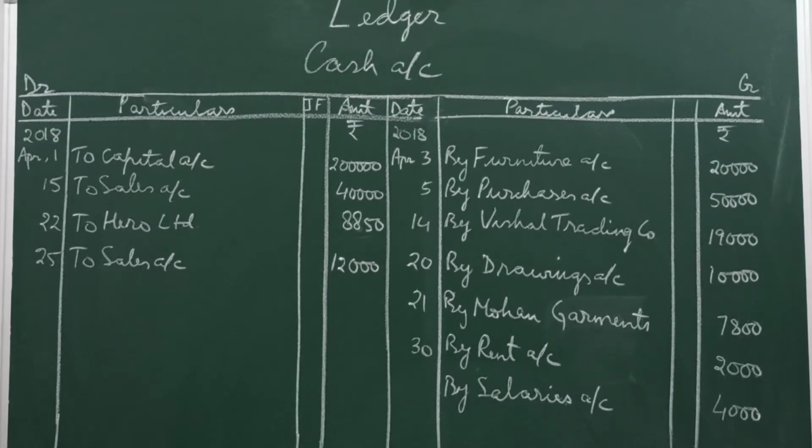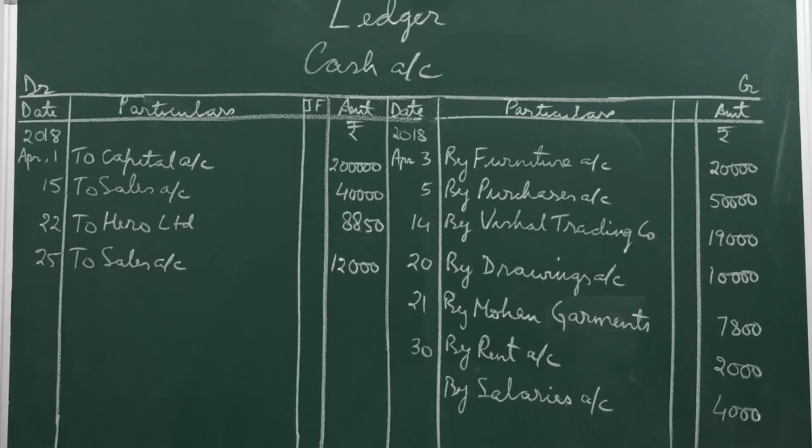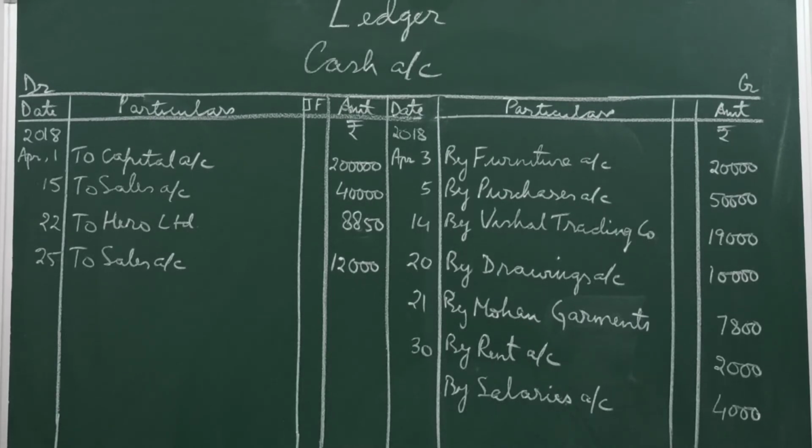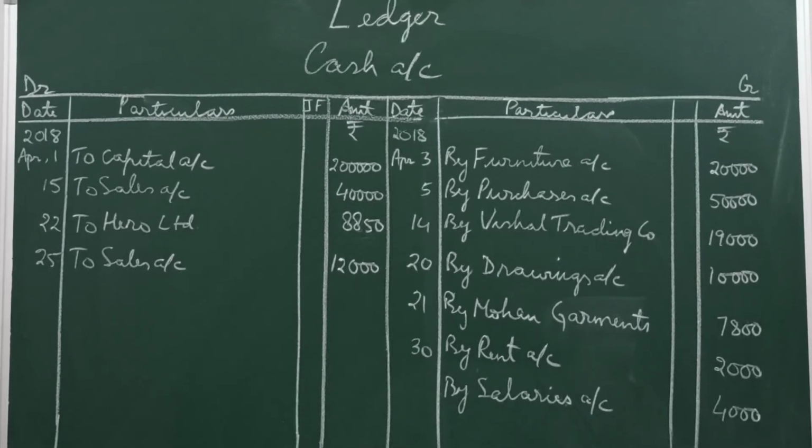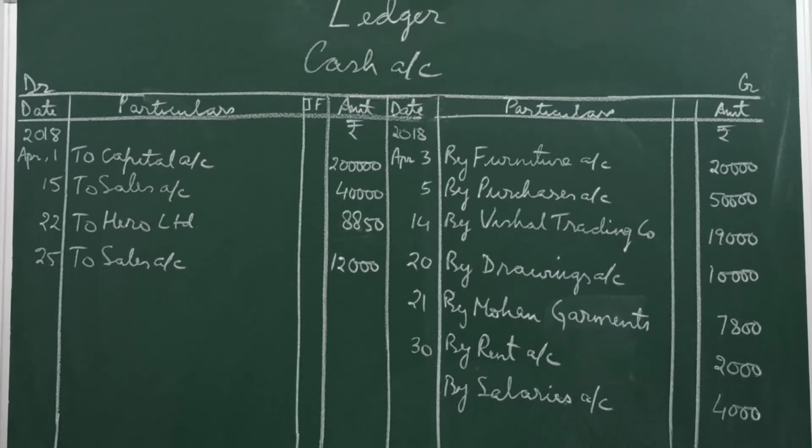By furniture account, amount 20,000. Then we have cash transaction on 5th, purchase account debit to cash account. Again cash is going out, so we'll write the date first, then by, and you see what account you have in the debit. By purchase account with the amount of 50,000 in line with cash. Whatever amount of cash is there will be posted here.